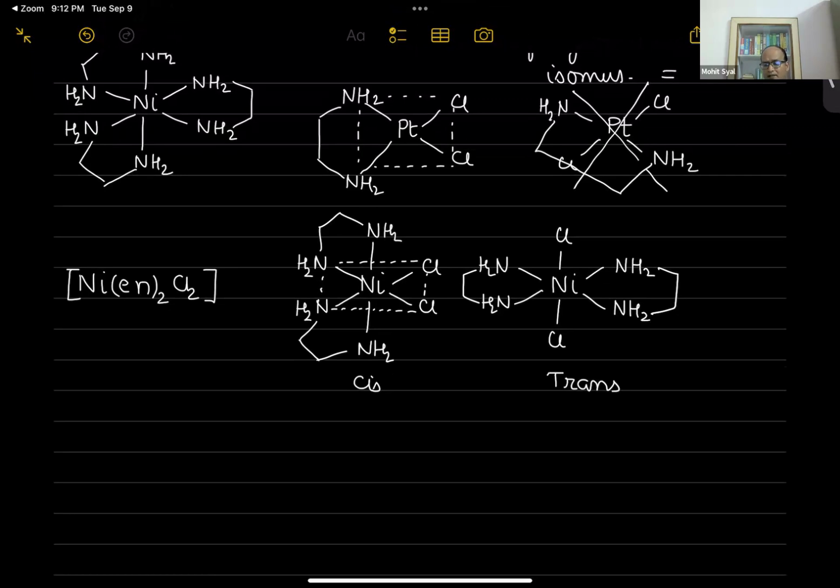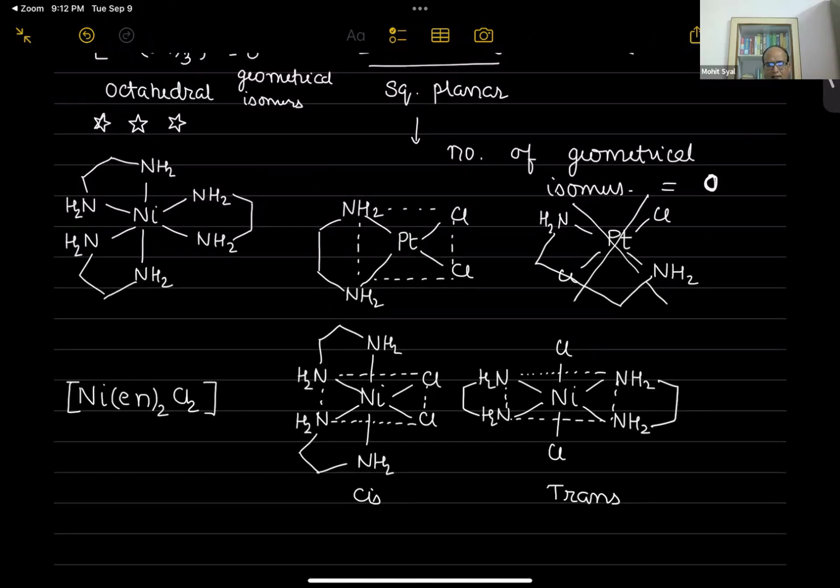Is it clear? Cis and trans. I can demarcate the boundary of the octahedral complex. Four groups are in the plane, and one is at the top, another is at the bottom. Got it? This I hope is clear to all of you. Okay. So we can have cis-trans isomerism in this. Very, very important question, and I hope you will be able to do it.